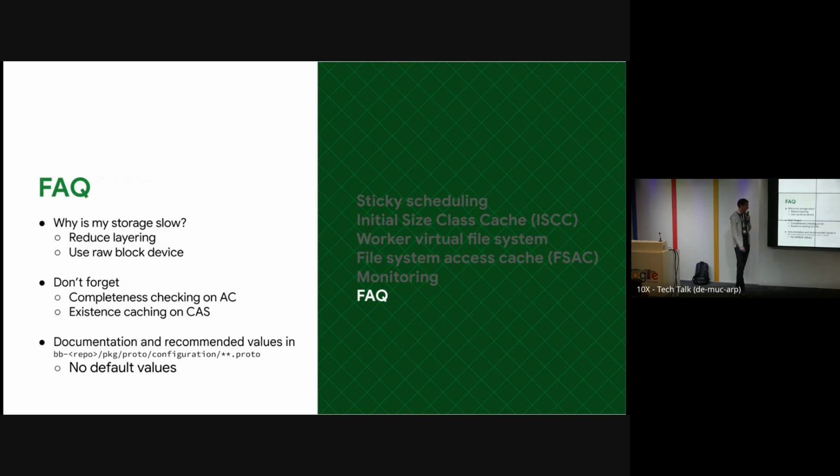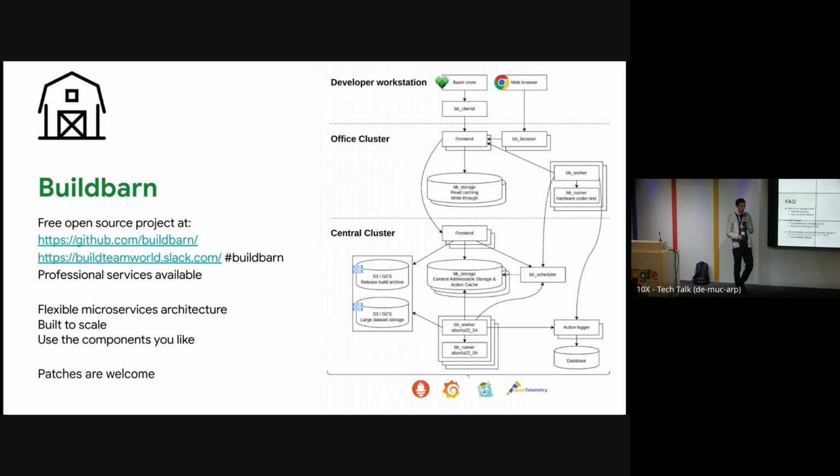Don't forget completeness checking on the action cache and existence caching on the content addressable storage. And for documentation, as I said in the beginning, look in the proto files. There are default values. They are really good.